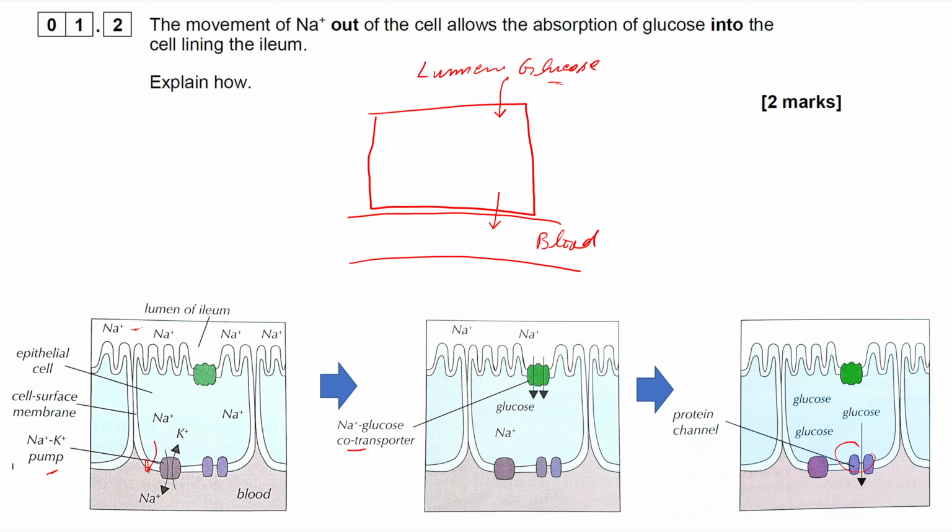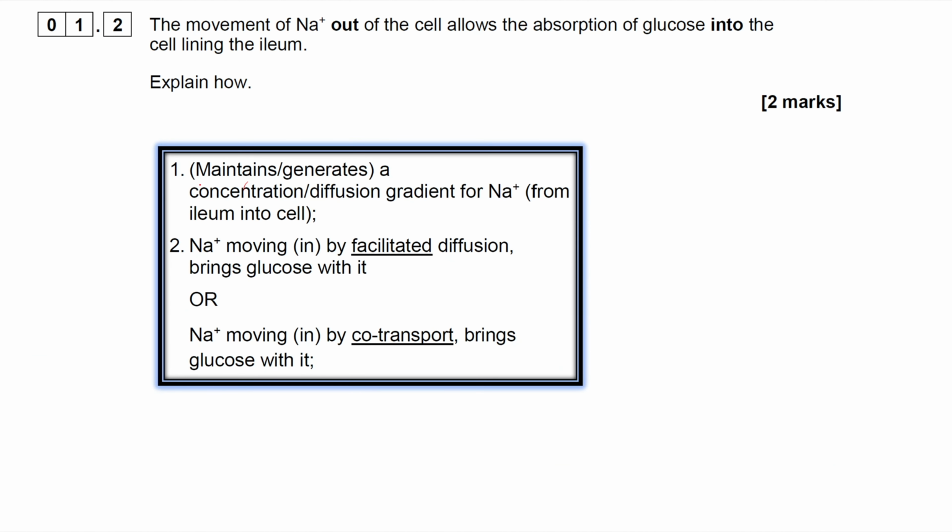Okay, so now how you will answer this question, because this is for 2 marks, so you need to cover these 2 points. Number 1, you will say that it maintains or generates a concentration or diffusion gradient for sodium ion from ileum into cell. And number 2, sodium ion moves in by facilitated diffusion and brings glucose with it, or you can say sodium ion moving in by co-transport brings glucose with it.